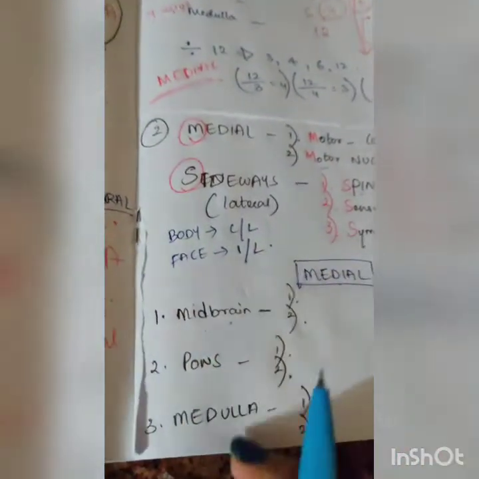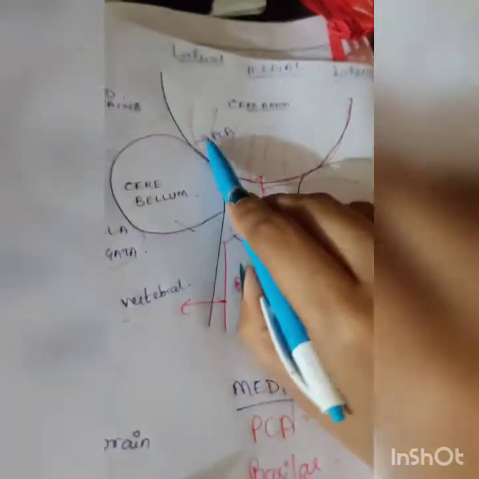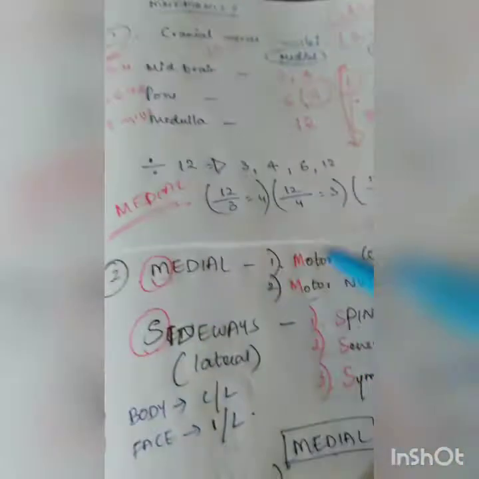Now let's see what happens when particular parts are affected. When there is a lesion in the midbrain, on the medial side, as we know, the PCA is going to be affected. Whenever there is a lesion on the medial side, just look at these two M's only.